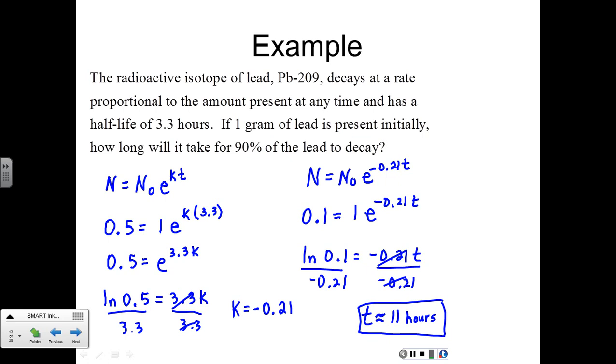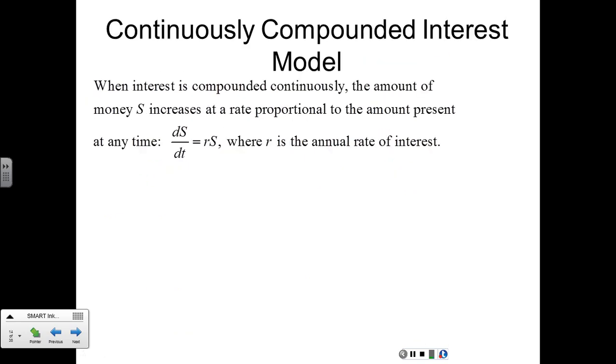K is going to be your rate of proportionality, whether it's growth or decay. What would your rate be in a money situation? Interest rate. Whatever your interest rate is, that's the rate you use in these continuously compounded interest problems. I already showed you this. I'm not going to separate those variables and do all that for you.